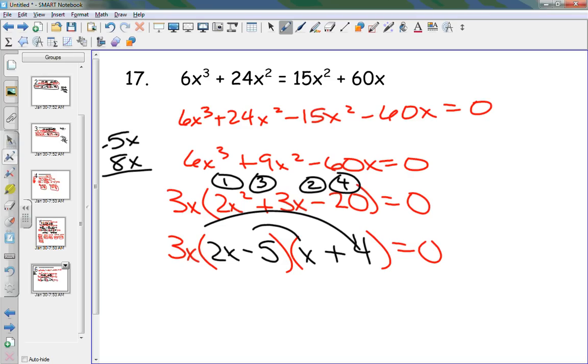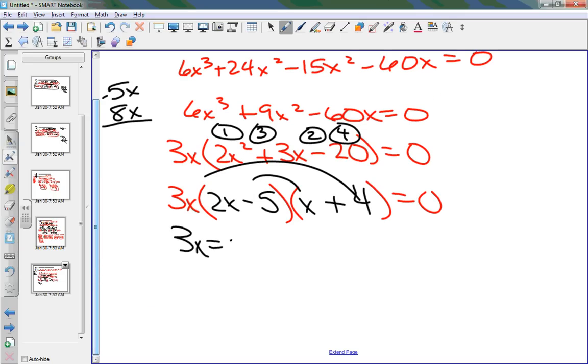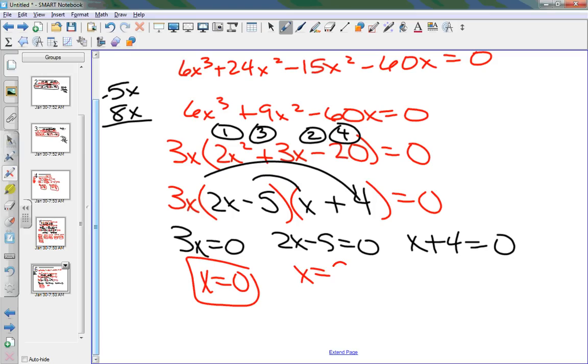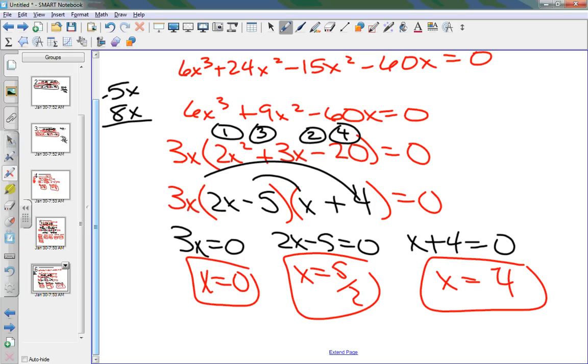Now what? Set equal to 0. 3x is equal to 0, 2x minus 5 is equal to 0, and x plus 4 is equal to 0. X equals 0, 5 over 2, and negative 4.